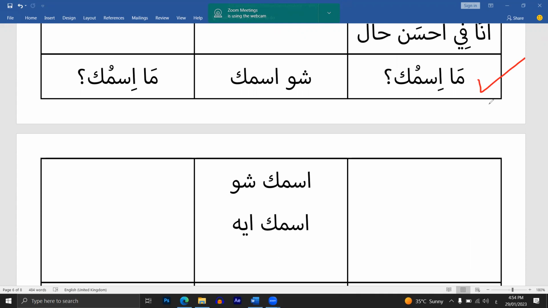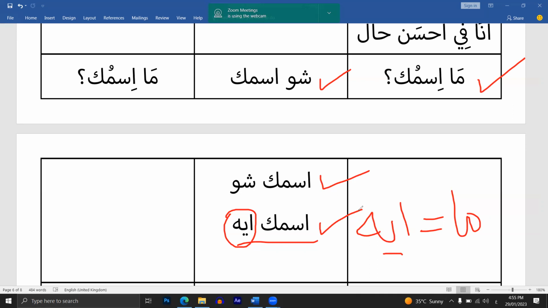In daily Arabic, we use this one: شو اسمك? اسمك شو. This word شو means ما. Can you see the difference? شو اسمك. What's your name? You can use this one, ما اسمك.